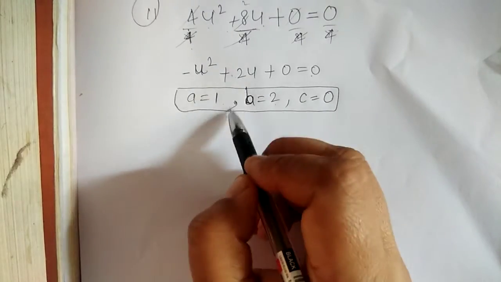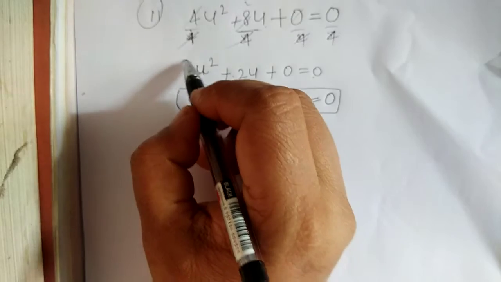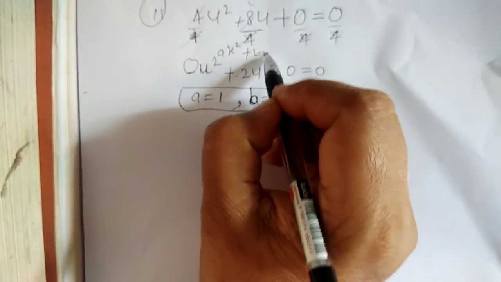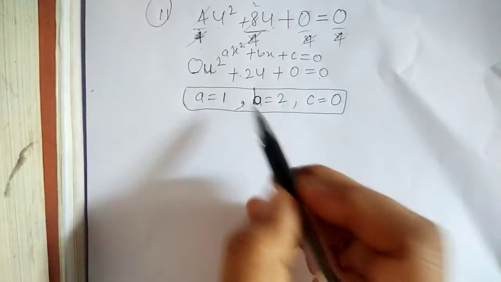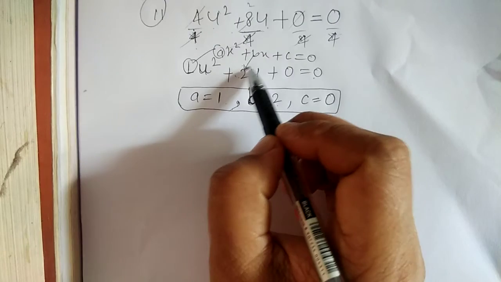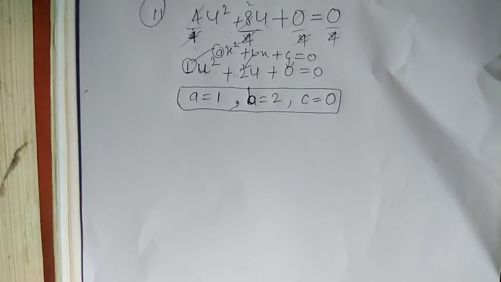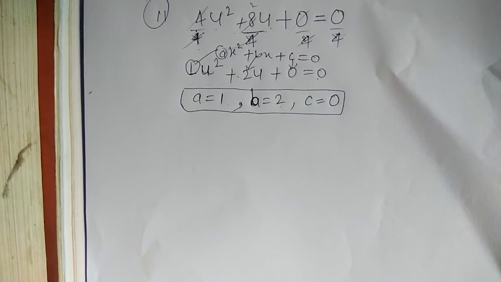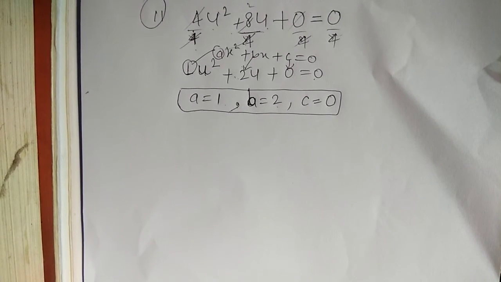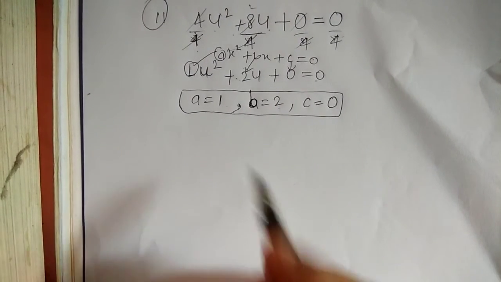Okay, by comparing this with the general form. What is the general form? The general form is ax square plus bx plus c equal to 0. So if we compare here, nothing is there means 1, b is 2, c is 0. So we got a value 1, b value 2, c value 0. Now we got the coefficients.